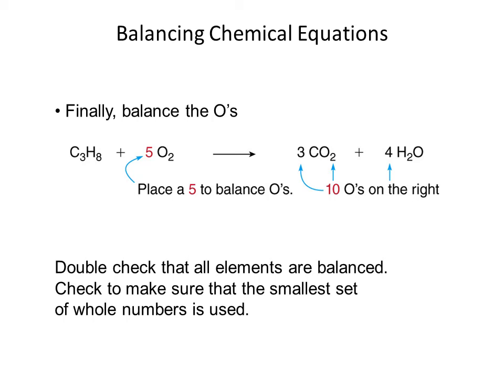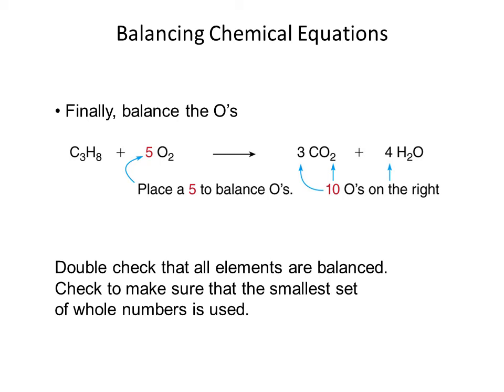Next, we balance the oxygens. We count the oxygens on the reactant side and find 2, and then we count the oxygens that are on the product side, and we would find that there are 6 here and 4 here. Well, 2 and 6 plus 4, which is 10, do not match up, so to make it match, we put a 5 in front of the oxygen.